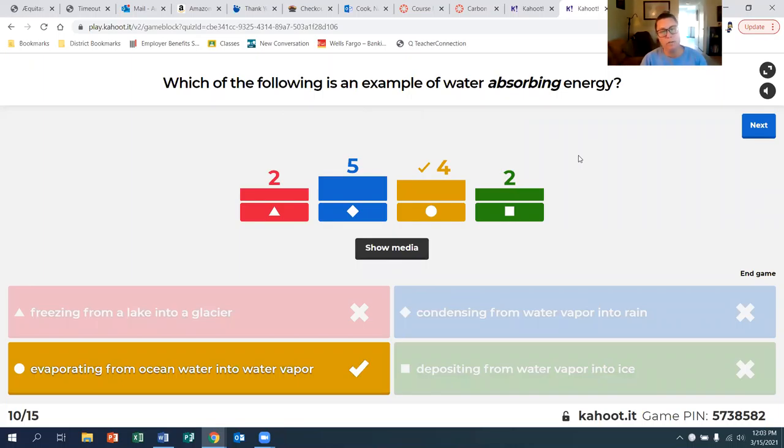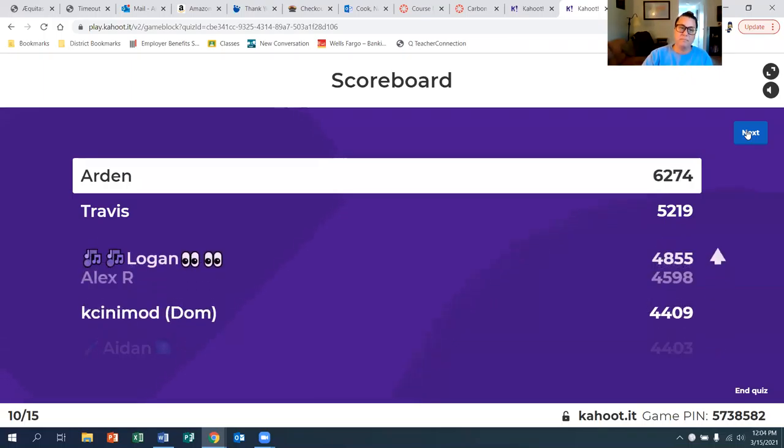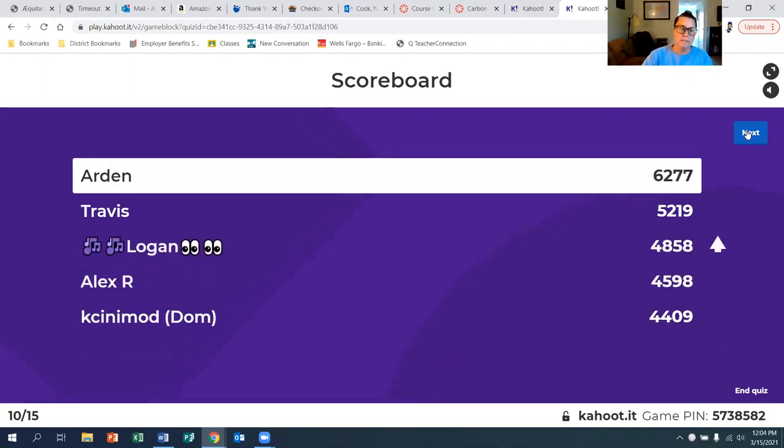Evaporation is the one that requires heat. Heat is energy. Freezing, condensing, and depositing all go from right to left. Evaporation goes from left to right. Lots of movement there. Good job, Logan.